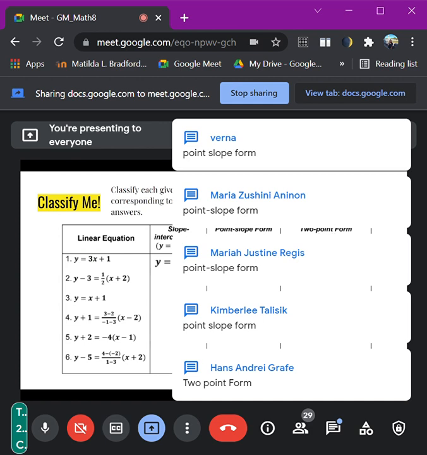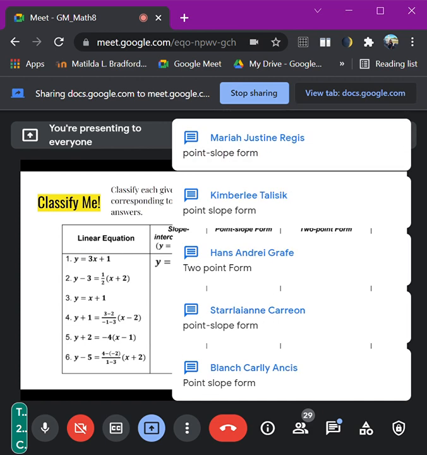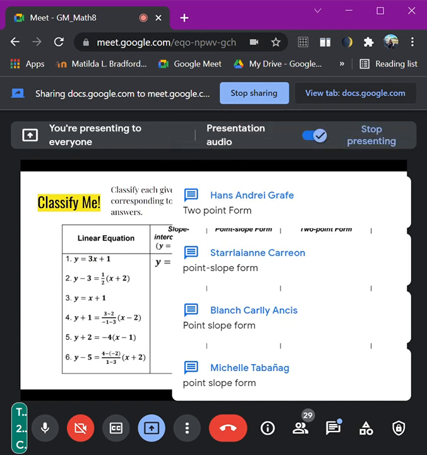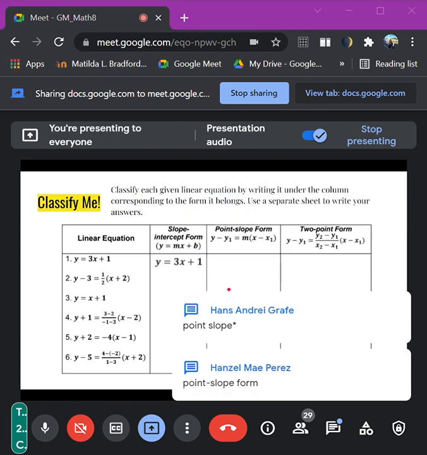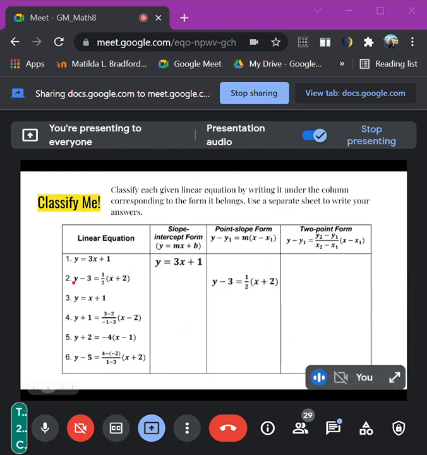Okay. Point slope form na ay 2-point form. Okay. So our correct answer, class, is point slope form, because you have there y raman na siya, class.